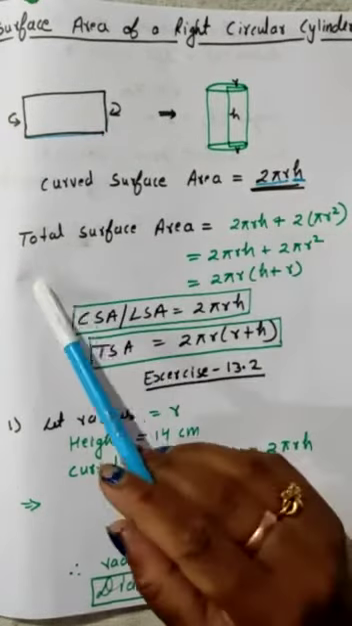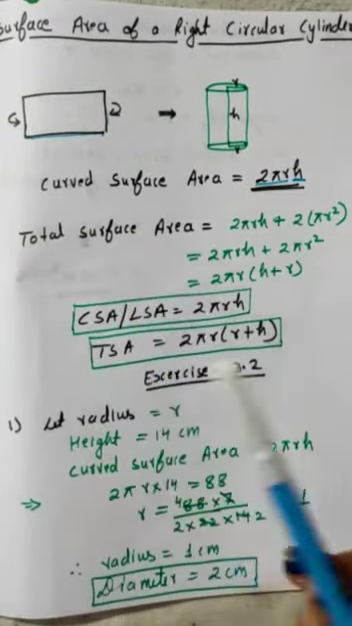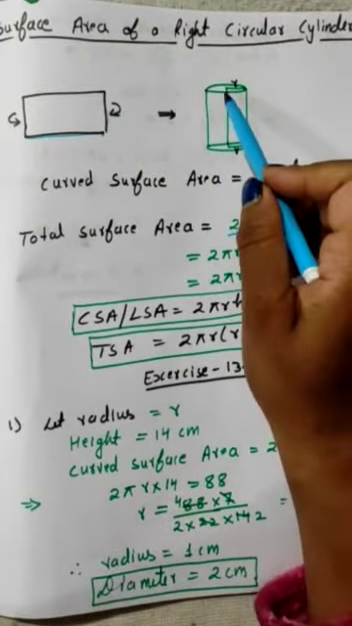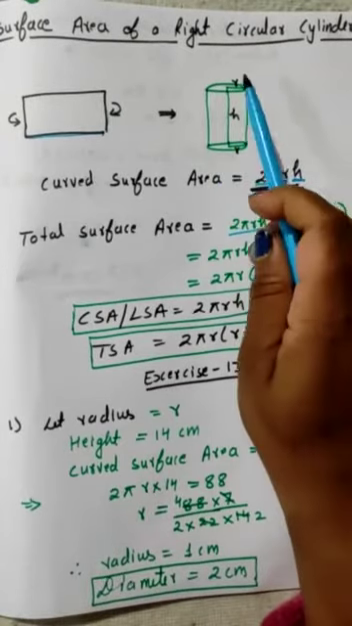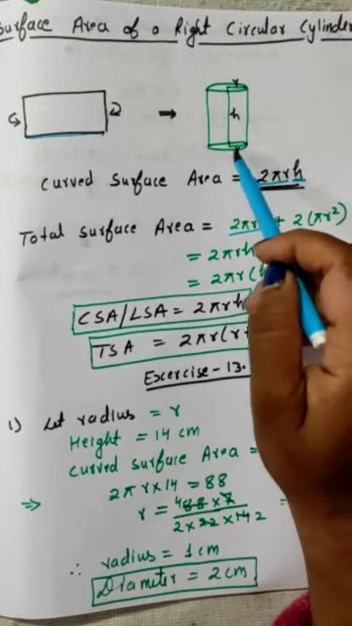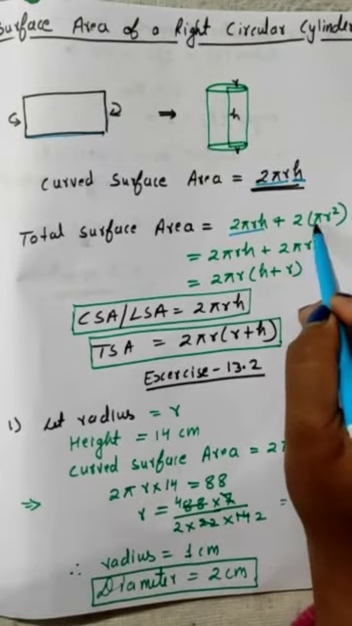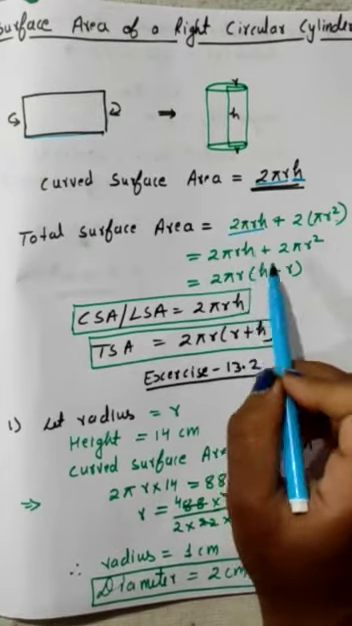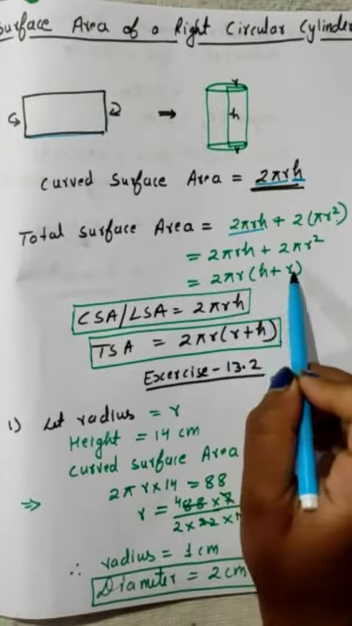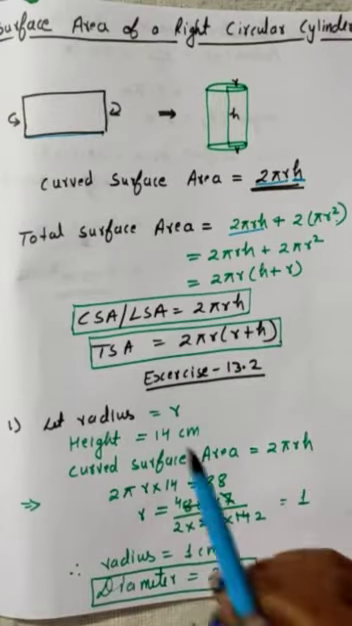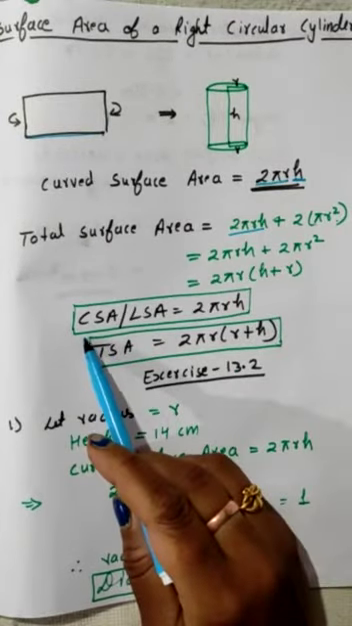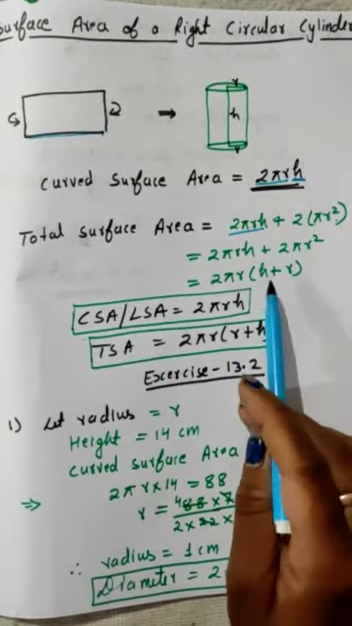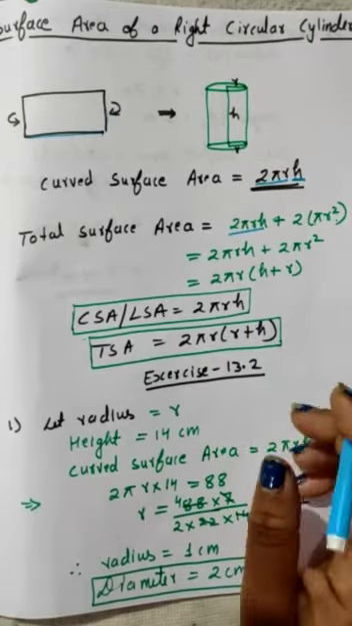Now when we're talking about total surface area, it is the lateral surface area, which is 2 pi rh, plus the area of the circle above and the area of the circle below. Since both the circles are the same, their radii are the same, r and r, and the area of a circle is pi r square, and 2 are there, so 2 pi r square. When you simplify it, you will get 2 pi r into h plus r. So this is the total surface area. Okay, so CSA of a cylinder is 2 pi rh and TSA is 2 pi r into r plus h. Whether you write h plus r or r plus h, it is one and the same thing.